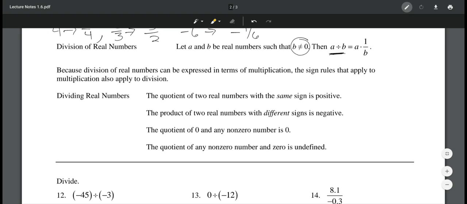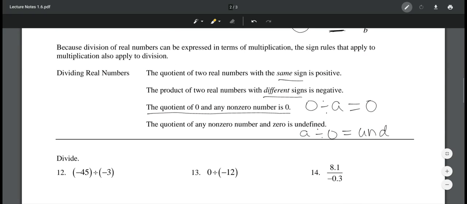Now, if you notice the rule, the quotient of 2 real numbers with the same sign is positive. The quotient of 2 numbers with different signs is negative. The quotient of 0 and any number is 0. And what this means is 0 divided by a number will equal 0. Now, the quotient of any non-zero number and 0 is undefined. That means if you take a number and you divide it by 0, that is an undefined value.